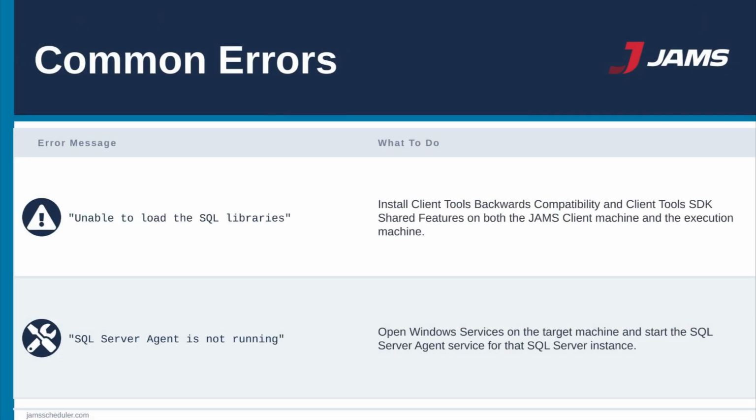Two errors come up most often when setting up SQL Agent jobs in JAMS. If you see unable to load the SQL libraries, you need to install the client tools backwards compatibility and SDK shared features on both the JAMS client machine and the execution machine. We covered this in the prerequisites. If you see SQL Server Agent is not running, open Windows Services on the target machine and start the SQL Server Agent service for that instance.